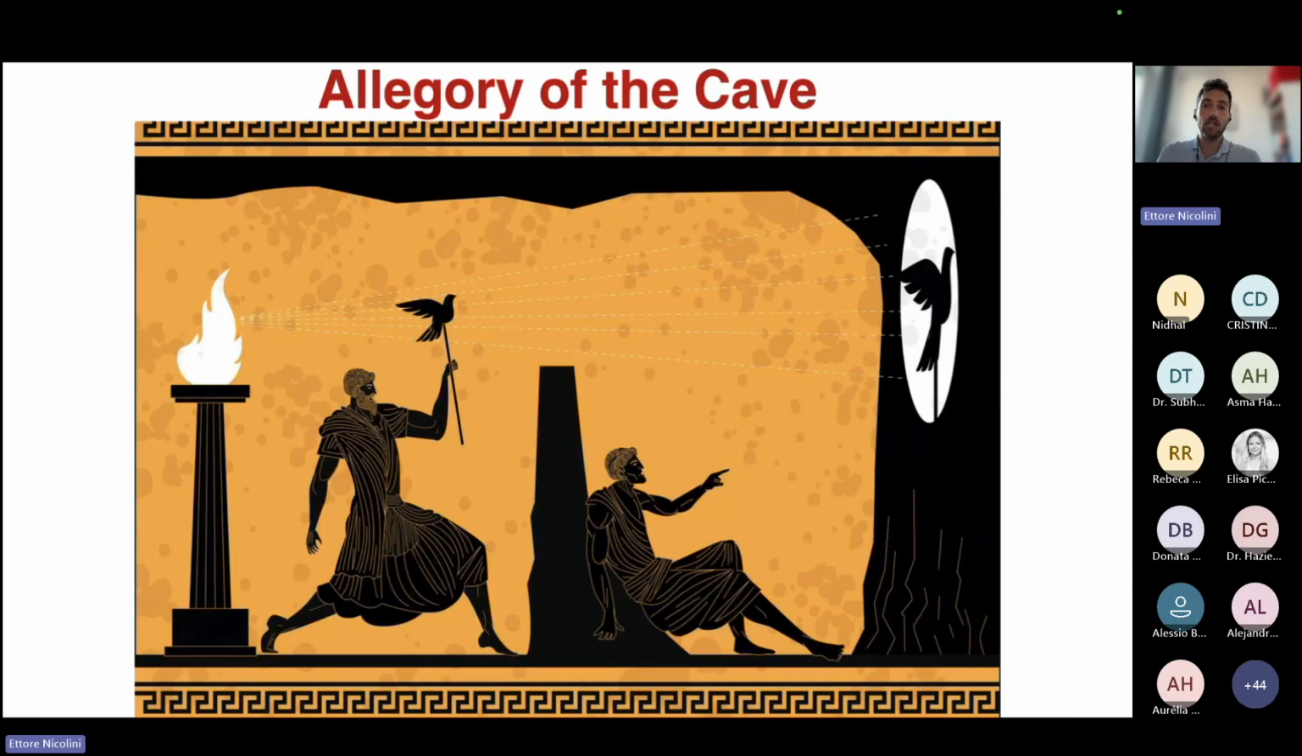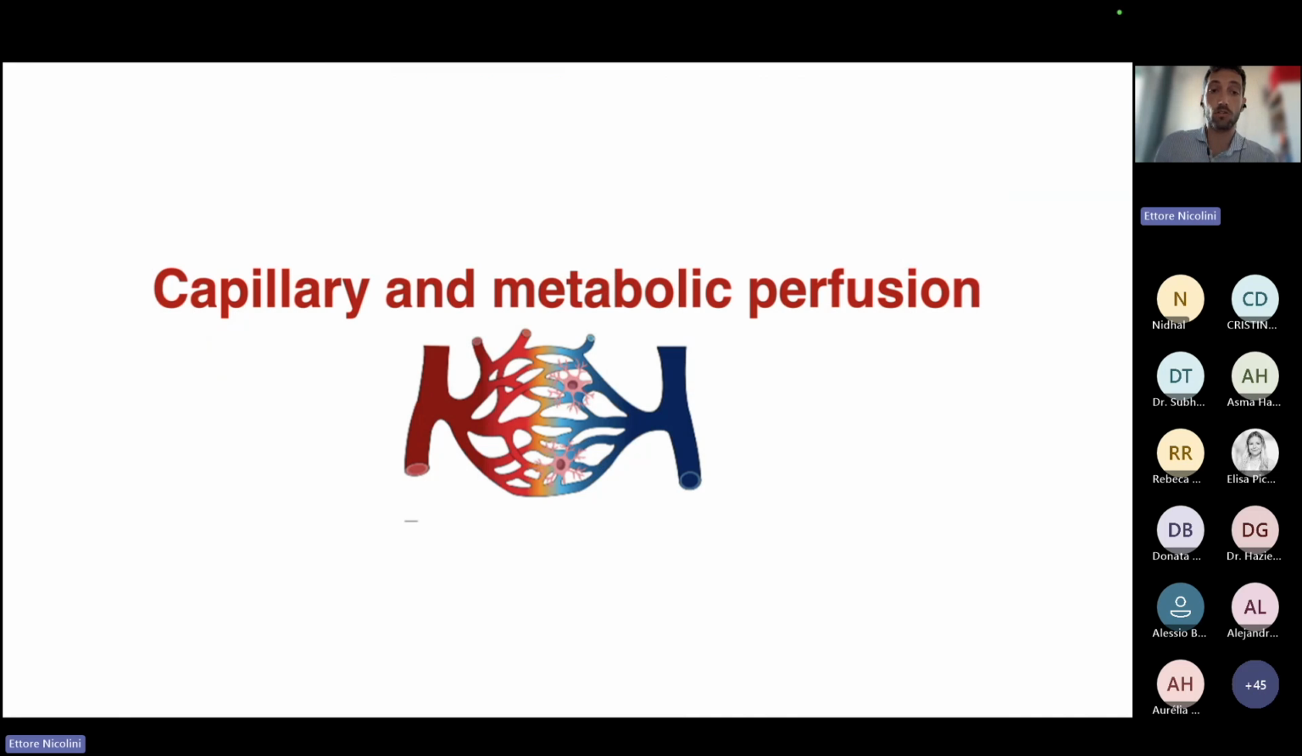So it's like we're living in the allegory of the cave of Plato, in which we are not looking at the reality, but we are just looking at shadows. So we think we are looking at ischemic tissue and metabolic perfusion, but we are looking just at imaging surrogates. From this point of view, capillary and metabolic perfusion could be a novel method to help us better define ischemic core and ischemic penumbra.